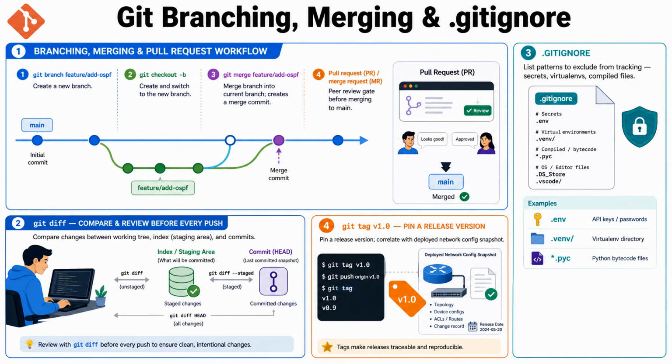In professional team environments, and network automation almost always involves a team, you don't merge your own branch directly to main. Instead, you open a pull request on GitHub or a merge request on GitLab.